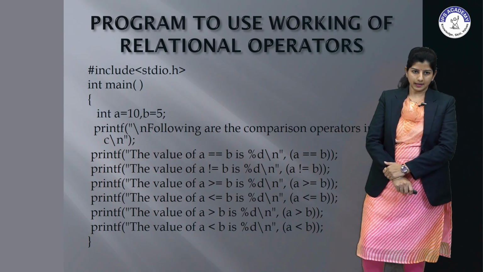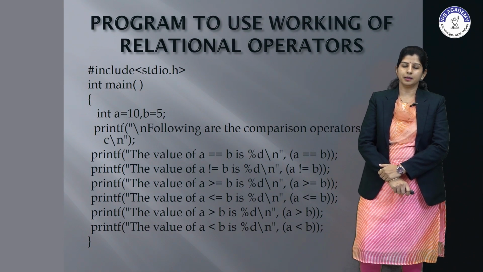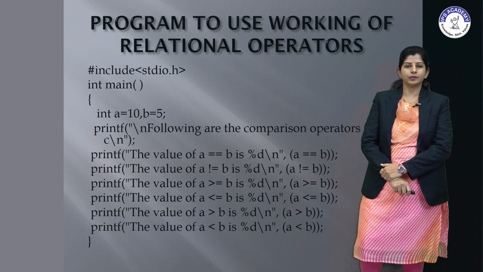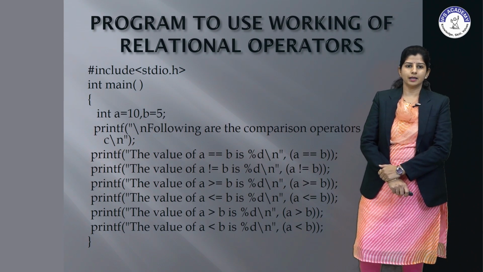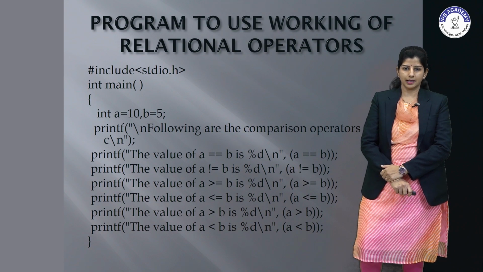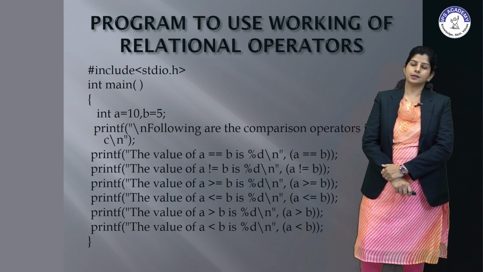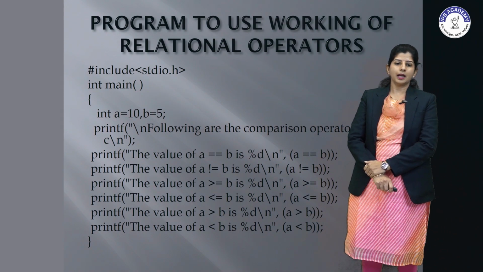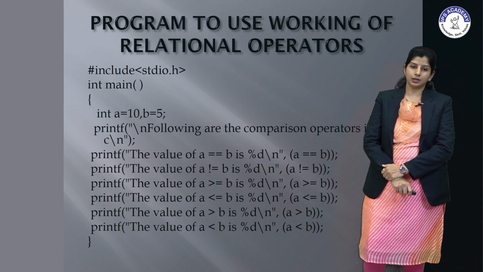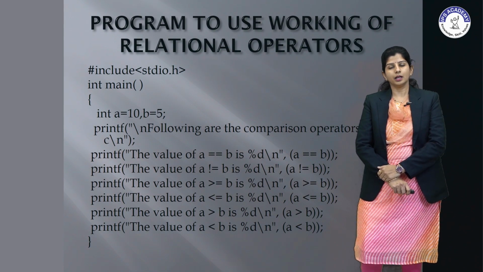Second statement, again the value of a not equal to b. Please note this is the sign of not equal, and %d again stands for my value, that is integer type. When a is not equal to b, I want to know the result. Next line, printf the value of a is greater than or equal to b. Note that this sign is the greater-than with the equal sign.